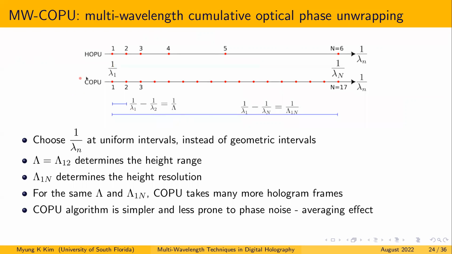On the other hand, in cumulative OPU, the inverse wavelengths are now chosen at uniform intervals throughout the range between 1 over lambda 1 and 1 over lambda n. So this entails acquisition of much larger number of holograms. But COPU, cumulative OPU algorithm, turns out to be much simpler and is less prone to phase noise because of an averaging effect.